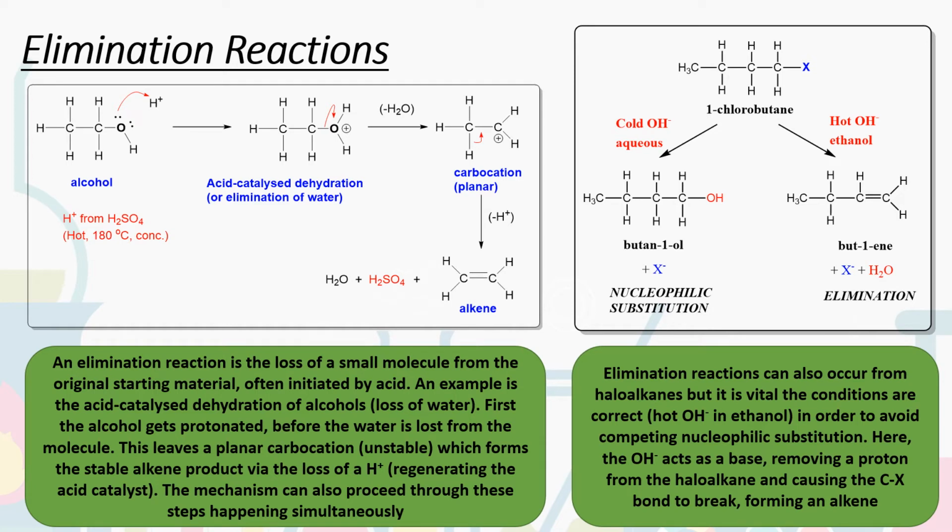This now leaves a planar carbocation, so our carbon atom now only has 3 bonds, so it has a full positive charge on it. It is actually electron deficient, it has an empty p orbital. So this carbocation is unstable, and the way that it generates a stable alkene product is to lose a proton, to lose an H+ cation.